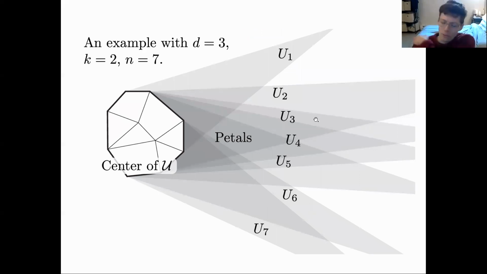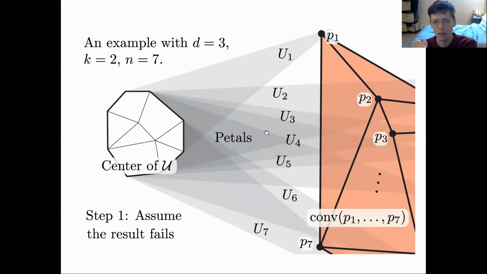So let's suppose this result doesn't hold. Here I'm going to work with just a sketch of how it would look in R3 with K equal to 2 and N equal to 7. So here 7 is larger than 2 times 3, so the result should hold. And here's the center of my sunflower on the left. I have my petals coming off of it, very roughly going off to the right. And if the result didn't hold, I could choose points, 1 from each petal, and the convex hull of those points would not hit the center of my sunflower, something like this, where the right side, this orange area, is the convex hull of my chosen points.